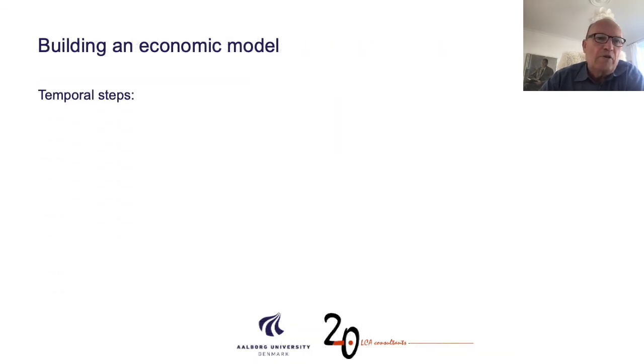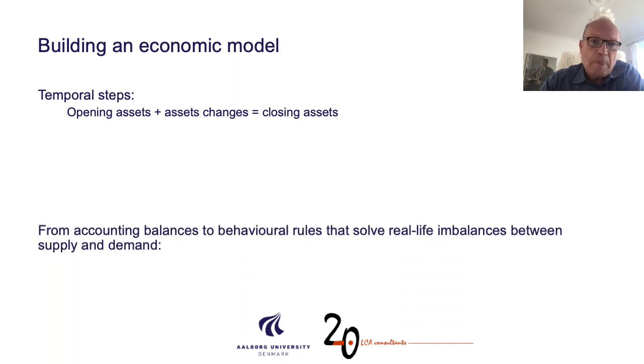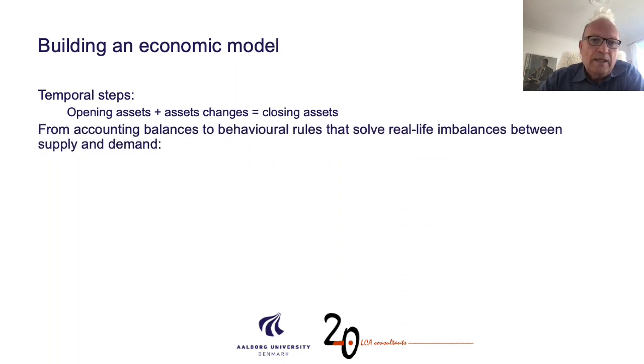When you build an economic model, you look at temporal steps. You have opening assets and asset changes leading to closing assets. So we start looking not only at the flows in the economy, but also at the stock changes. So we're moving from accounting balances to behavioral rules that solve real-life imbalances between supply and demand.